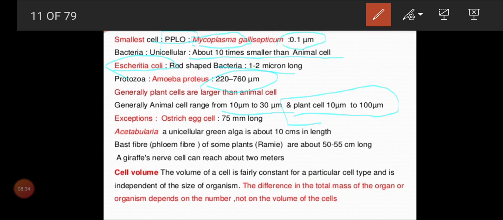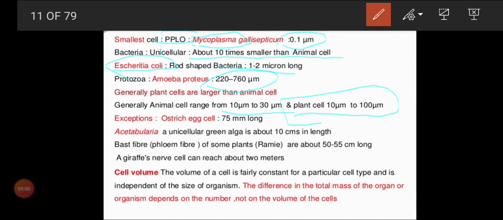And protozoa, it is again eukaryotic, no? So it is 220 to 760 micrometer. And compared to all those things, the very, very smallest is PPLO, that is pleuropneumonia-like organisms, mycoplasma, that is 0.1 micrometer, comes under the bacteria group. Is that clear, children? And apart from that, we have exceptions for each and everything.